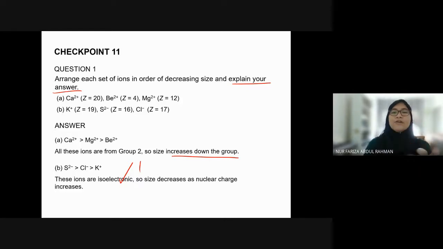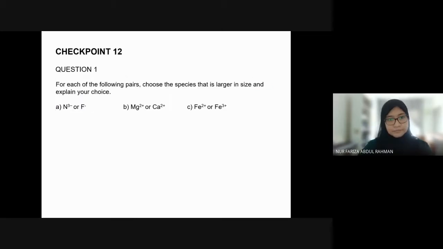Okay, again you have to make sure you kena consider how do we do that. You kena look from the electronic configuration from the highest end in order for you to determine which period they come from ataupun which group that they belong to. Okay, alright, any other question guys? Ada lagi. Okay, for each of the following pairs, choose a species that is larger in size and explain your choice. Okay, alright, so A, N3- and F-.